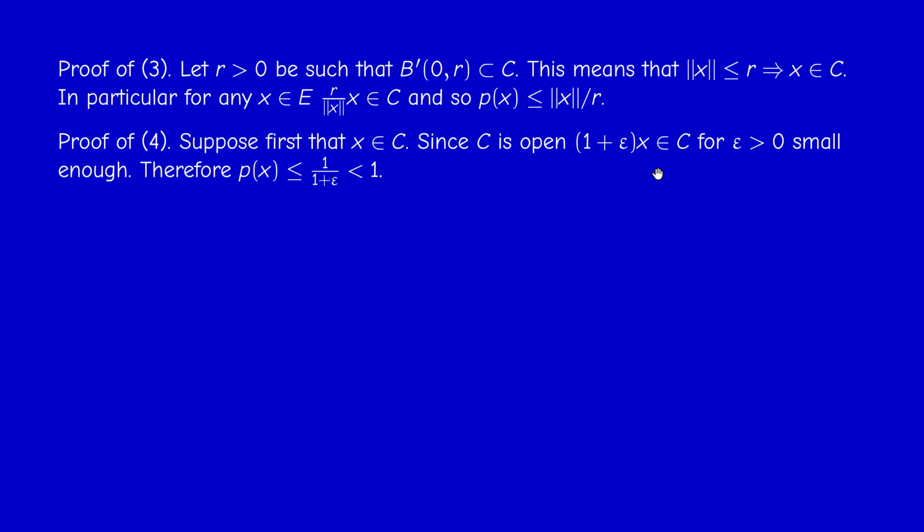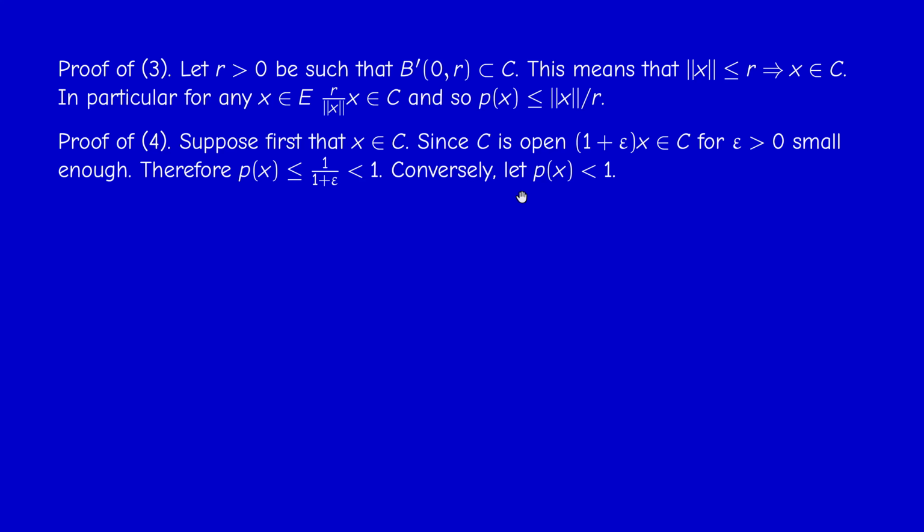Okay, therefore, once again, I can write 1 plus epsilon as 1 over 1 over 1 plus epsilon. So 1 over 1 plus epsilon belongs to the set under consideration, so it's bigger or equal than the infimum. And 1 over 1 plus epsilon is, of course, less than 1. So p of x is strictly less than 1. Okay, so this proves one inclusion.